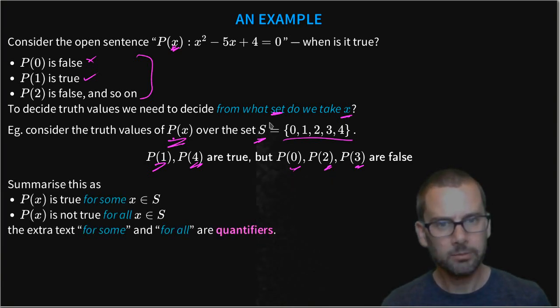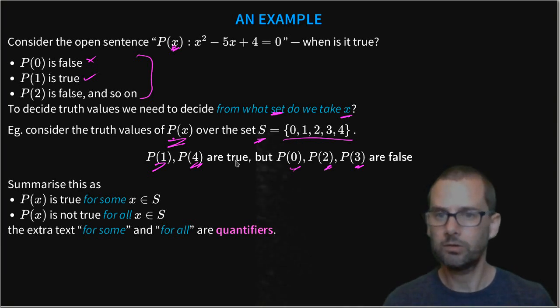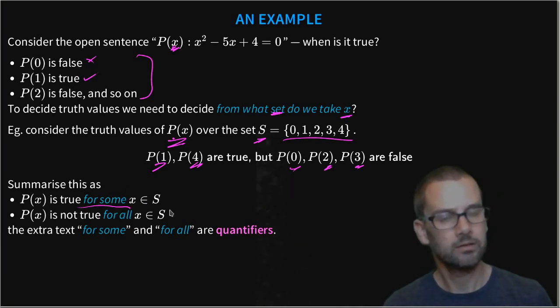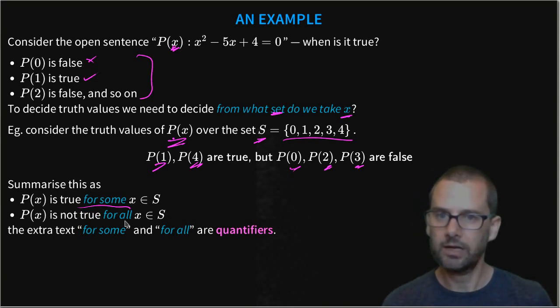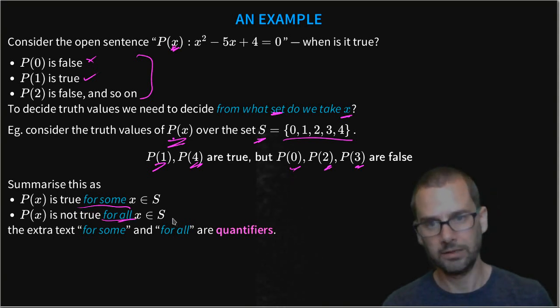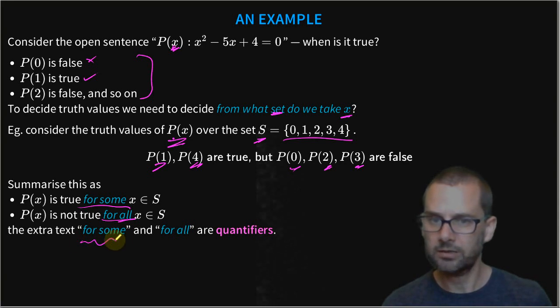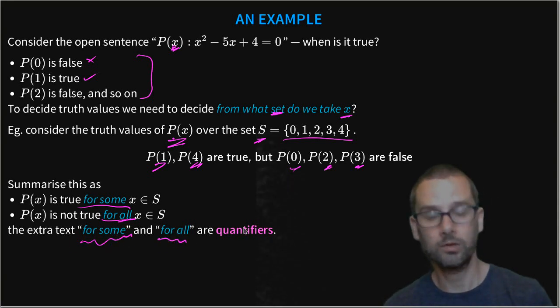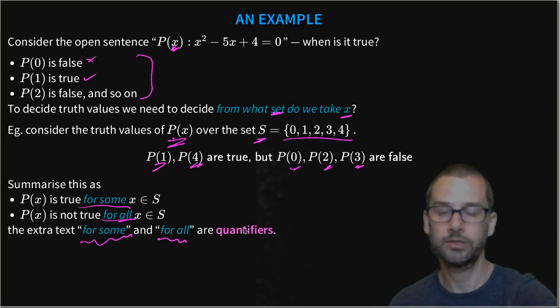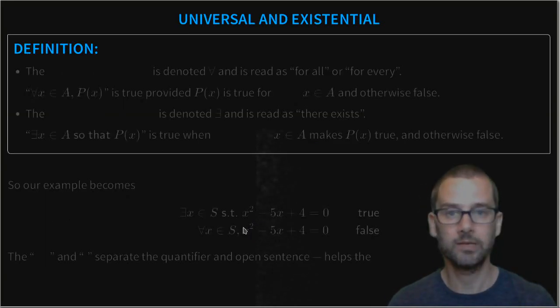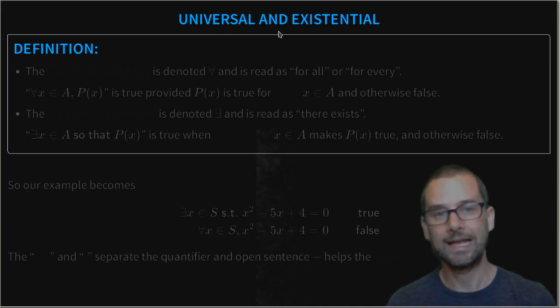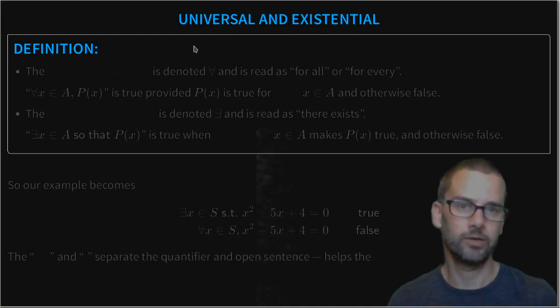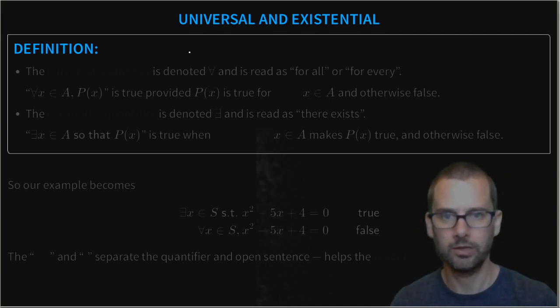Now, we can summarize what's going on here using quantifiers by noting that p of x is true for some values of x, but p of x is not true for all values of x. And this little bit of extra text, for some and for all, are quantifiers, and indeed they're the quantifiers that we're going to be studying in this course. So let's define them carefully: the universal and existential quantifiers. These are very grand sounding names, but we'll get used to them pretty quickly.